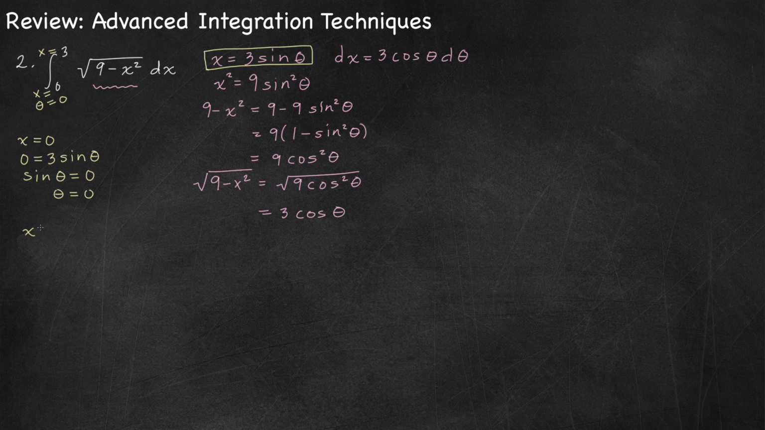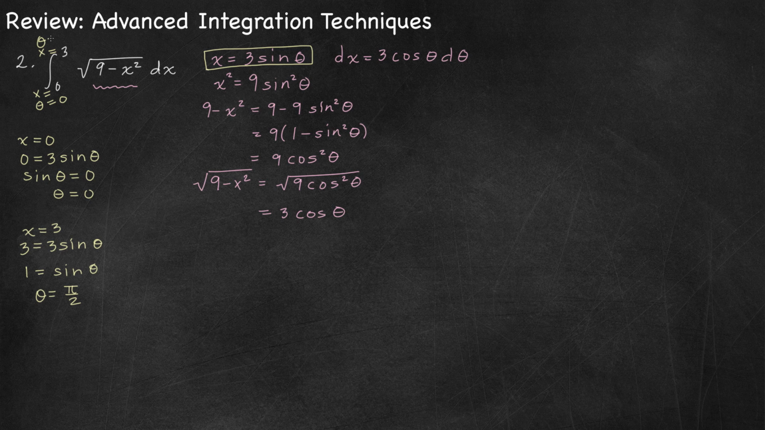Now when x equals 3, we have the equation 3 equals 3 sine theta. Divide both sides by 3, we get 1 equals sine theta, and theta equals pi over 2.